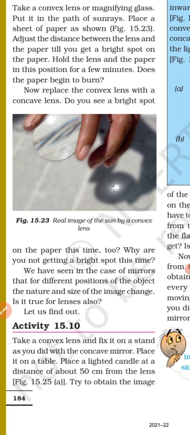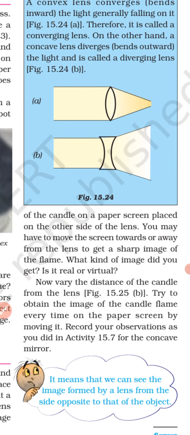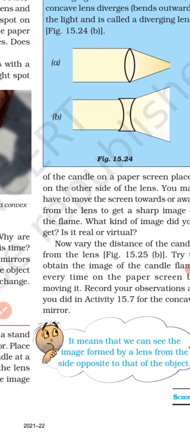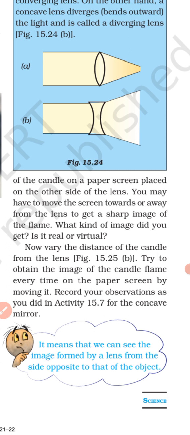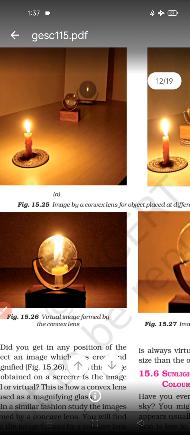Place it on a table. Place a lighted candle at a distance of about 50 centimeter from the lens. Try to obtain the image of the candle on a paper screen placed on the other side of the lens. So you have to place the screen on the other side of the lens, just like this.